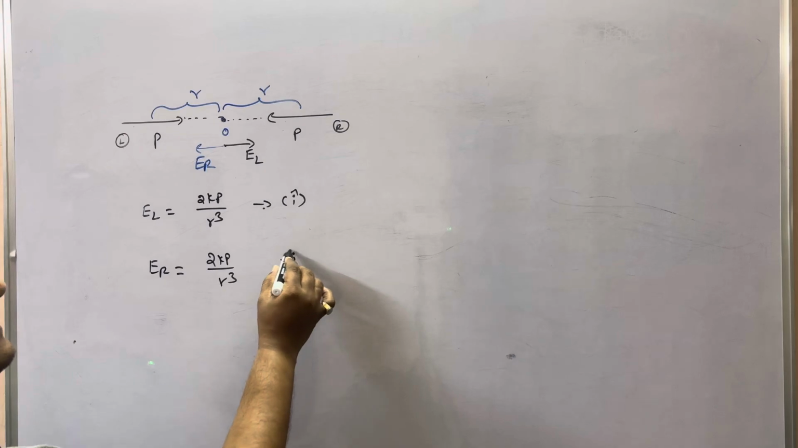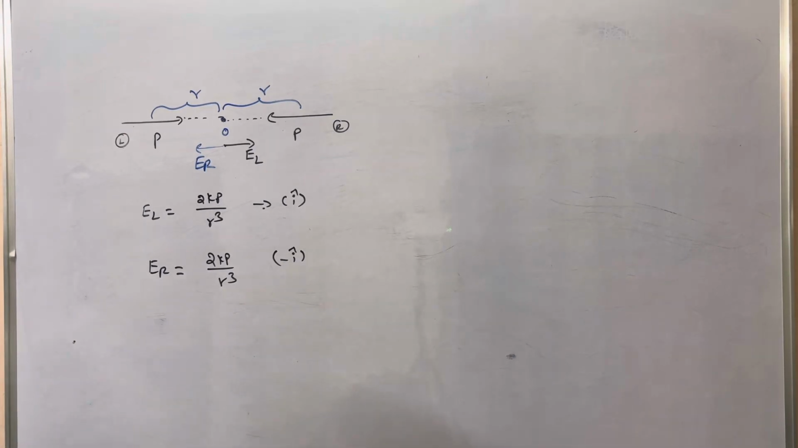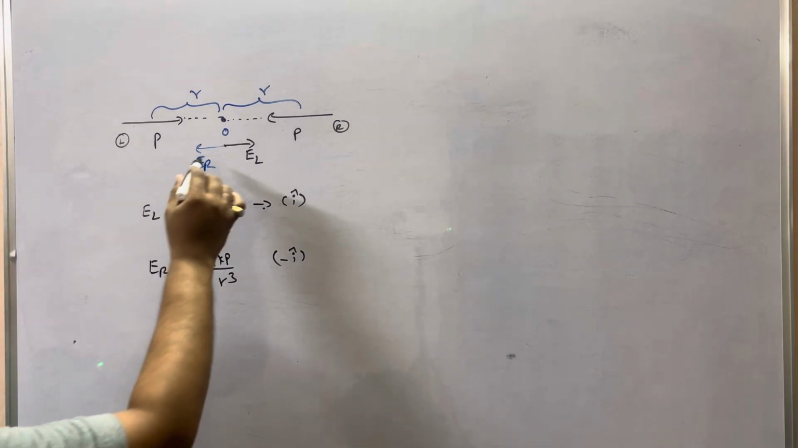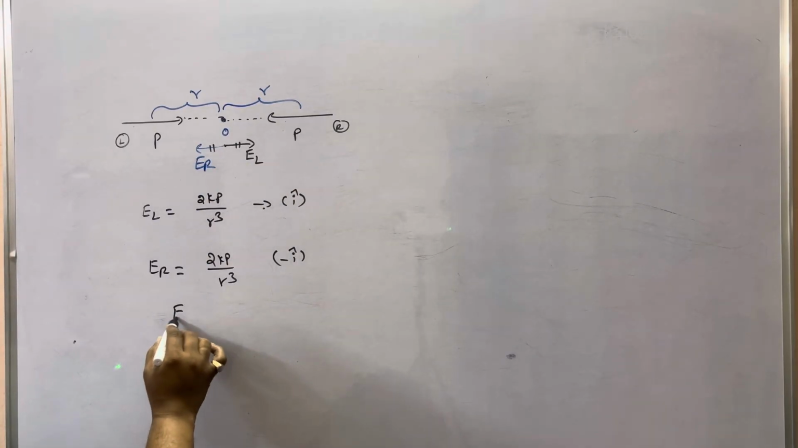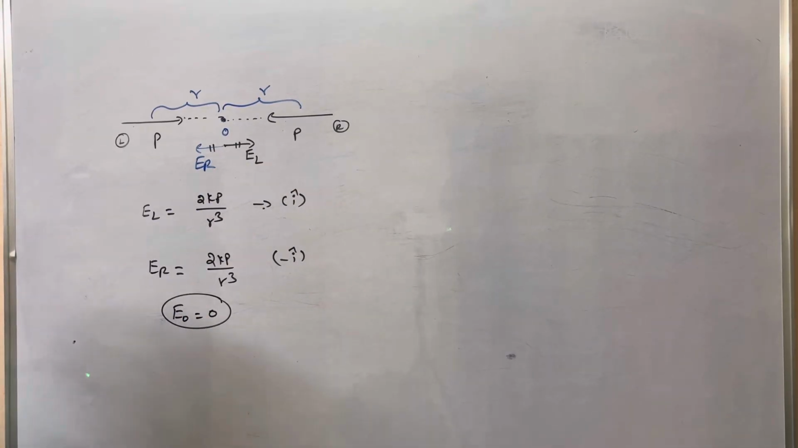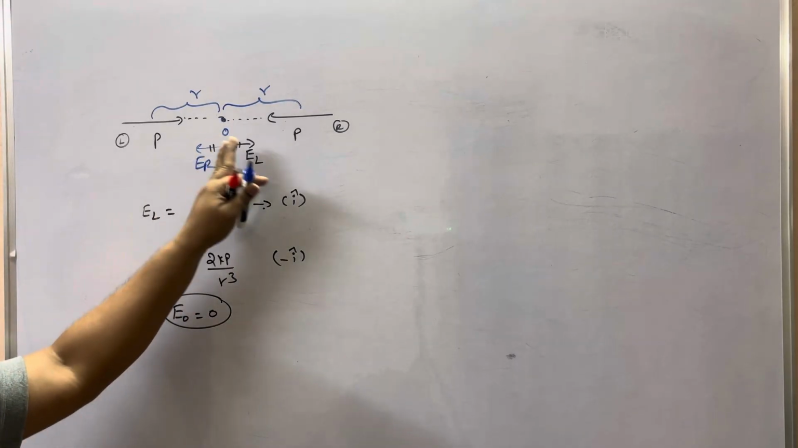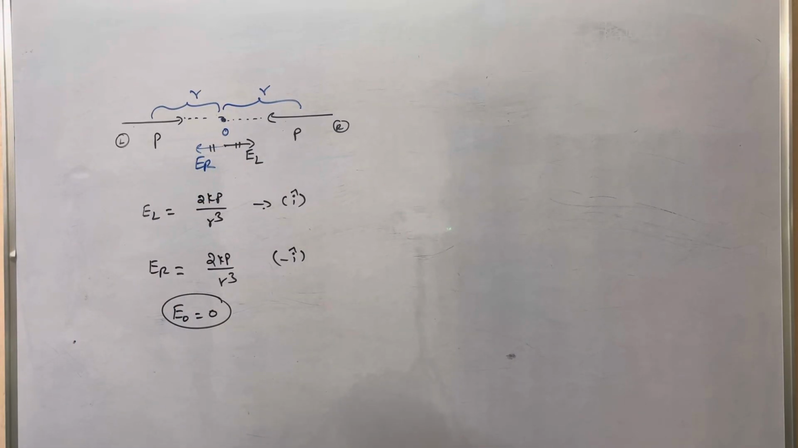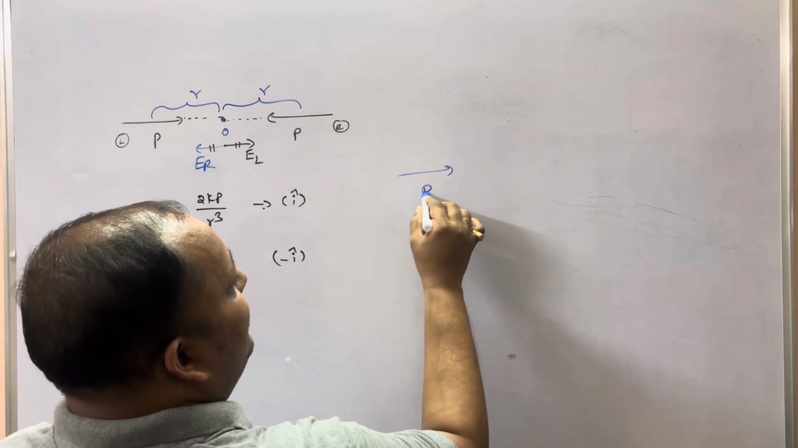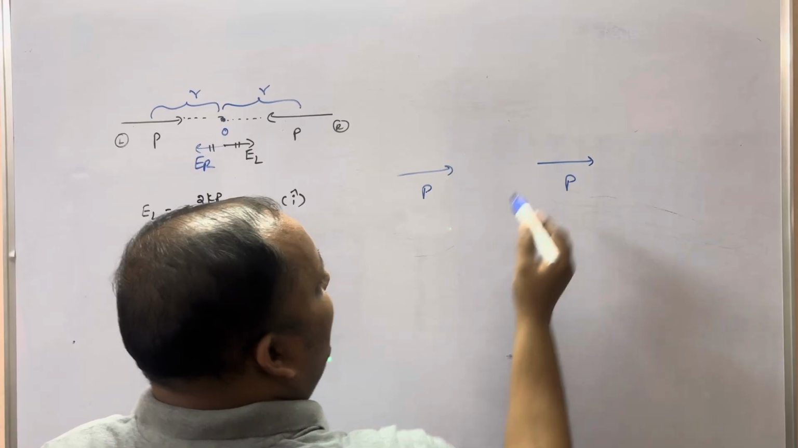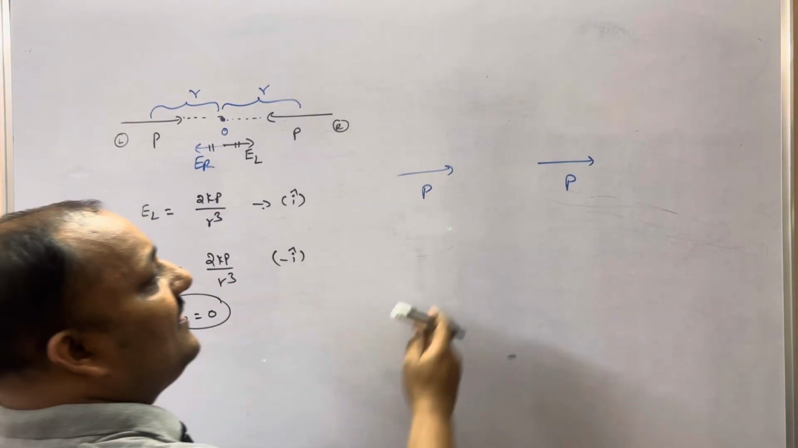Therefore, this is along minus i cap. So these two vectors are both equal and opposite. Therefore, what is the resultant? It is 0, correct? Both are equal and opposite. Next, the same question they ask like this: this is one dipole, this is another dipole. Like this you have to practice.